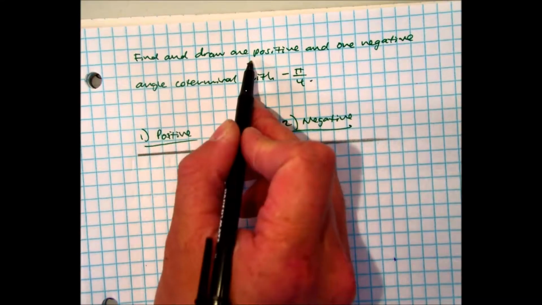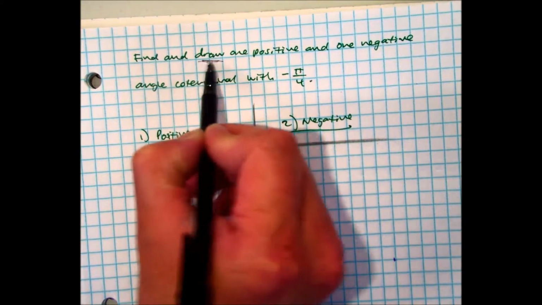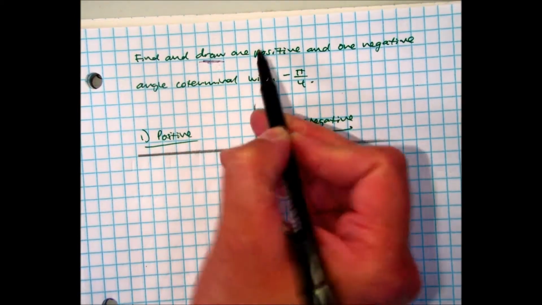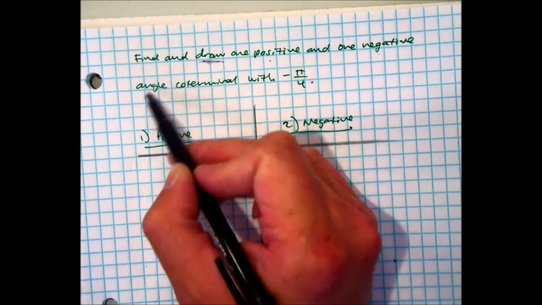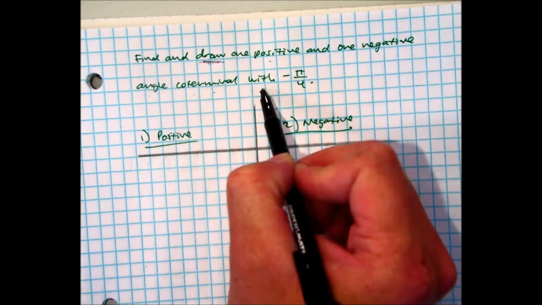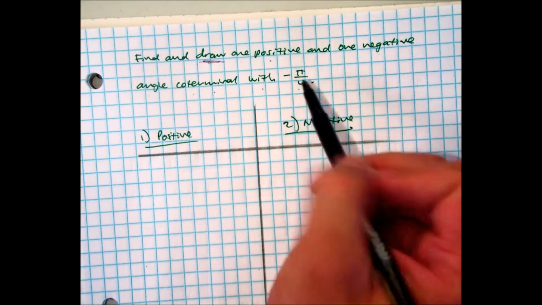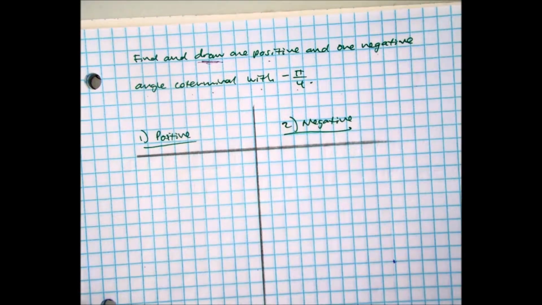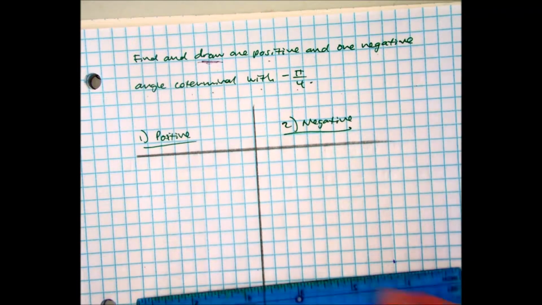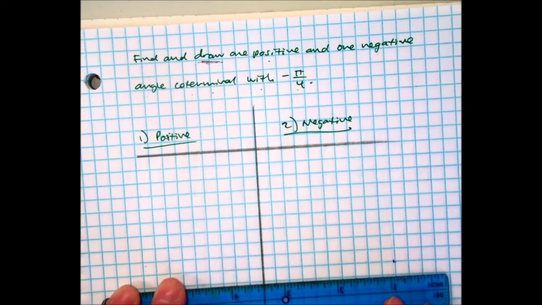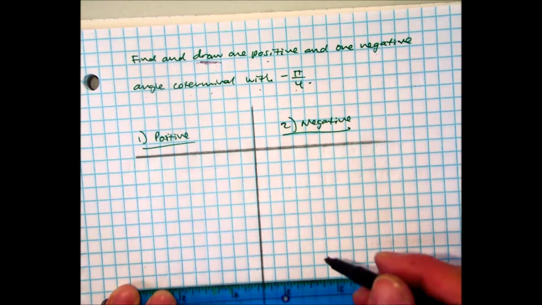Find and draw. Drawing helps us confirm and understand what we're doing. One positive and one negative angle that's coterminal with negative pi over 4. The first thing I want to do is graph negative pi over 4. Go ahead and make a prediction in your head. Which quadrant is negative pi over 4?